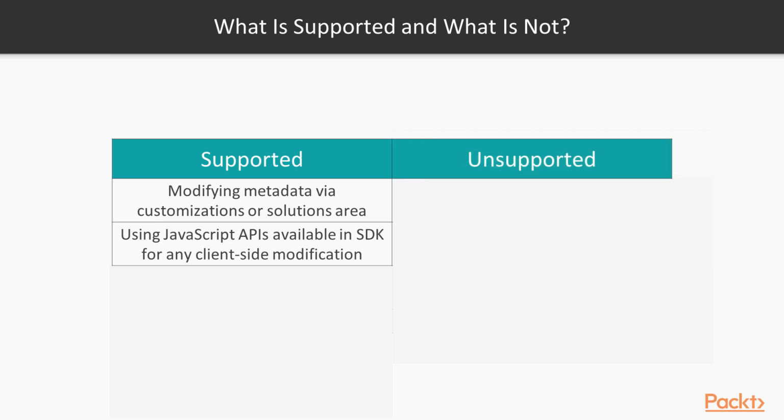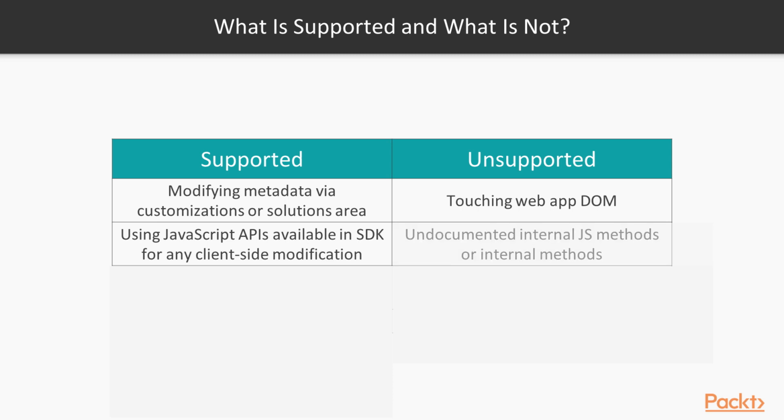Now, what's more important are the unsupported customizations. The first one is touching the web app's DOM, that is, the document object model. If you see the Dynamics application, it's nothing but a web app, and any web app would have HTML and CSS along with it, right? The moment you start modifying that HTML, your customization simply falls under unsupported customization. To make a lot of features work, Microsoft has used a lot of internal JavaScript methods. Any such method that you use which is not documented in the SDK is unsupported.